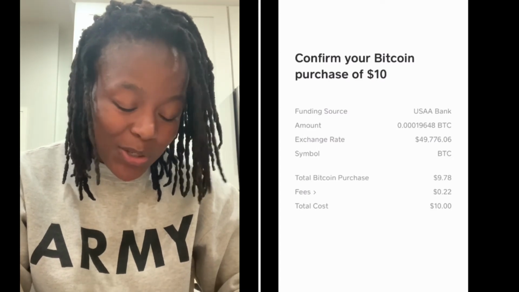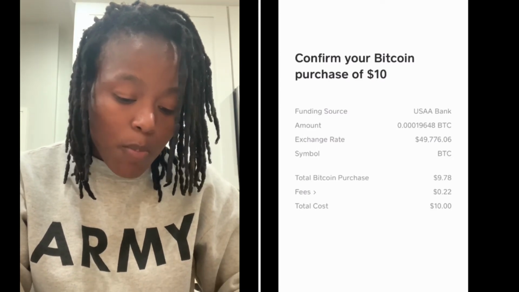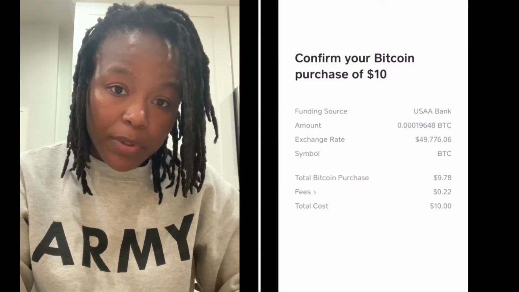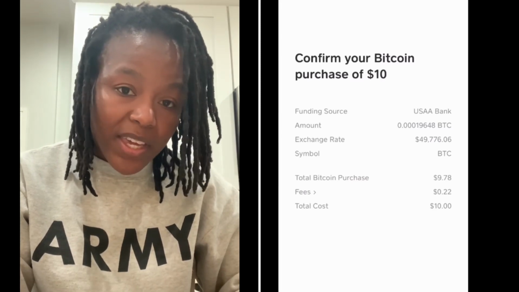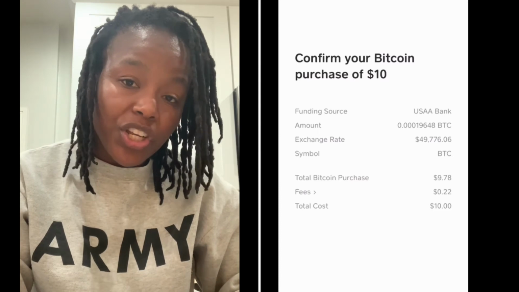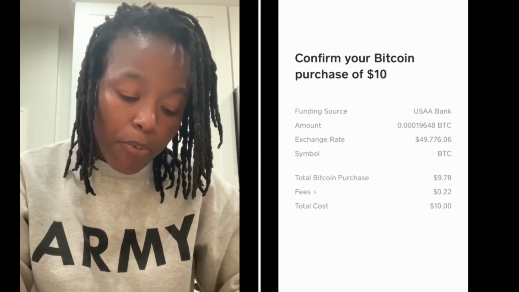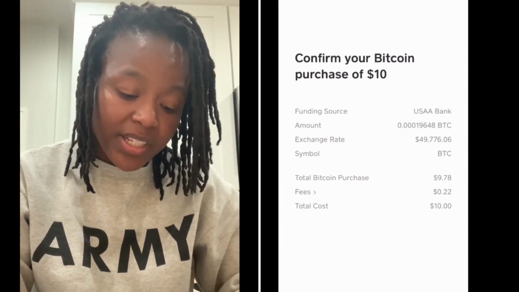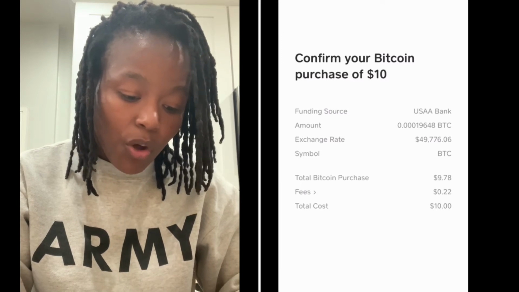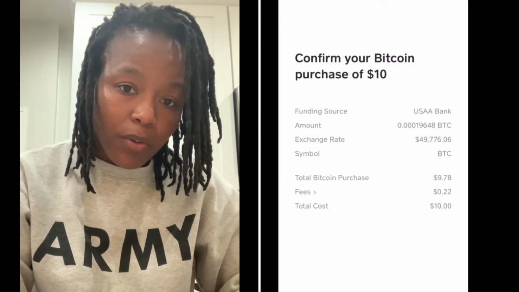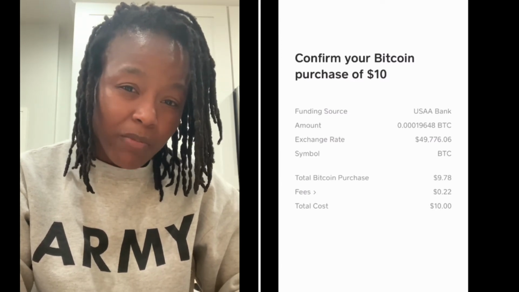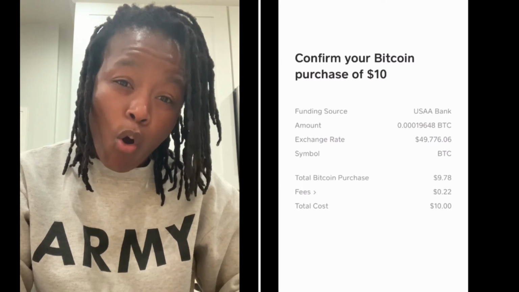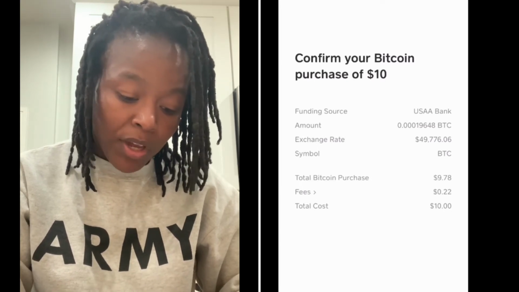Stumbled. 22 cents. And if you want to know more about the fees that will be charged, you can click on fees, and it will also take you to another screen that actually breaks these fees down in more detail. So the total will be $10, but remember, you're only getting a fraction of Bitcoin. You're not getting the whole Bitcoin. So we're going to hit confirm.